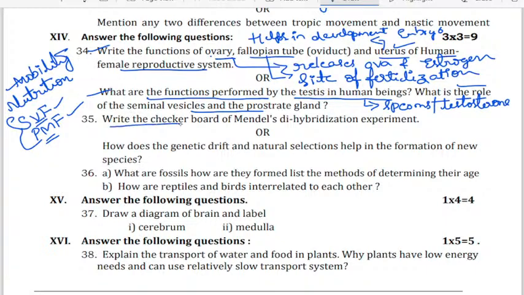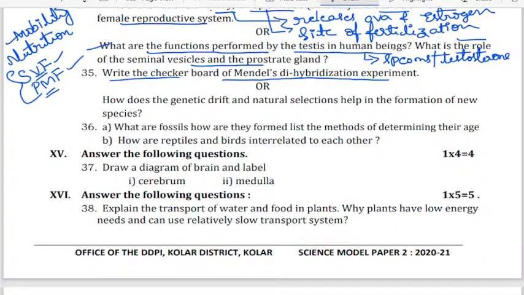Write the checkerboard of Mendel's dihybrid experiment. See, they are asking dihybrid. What do you write when they ask dihybrid? You take two different alleles. Let us take round yellow seed and also wrinkled green seed. So round yellow, wrinkled green. You take this and cross. When you cross, what happens? You get capital R, capital Y, small r, small y. This is the F1 generation's progeny. That is the round yellow.